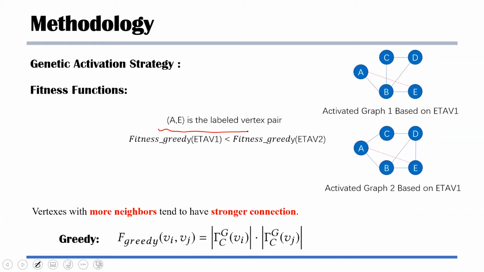Let's say that we have maybe 2 different genetic solutions. The first one we activate a graph like this one. The second we activate a different topology like the second one. Here, because A has more connections, A has more neighbors, and E has more neighbors, we simply believe that the second solution can be better than the first solution. So that's the greedy activation strategy.